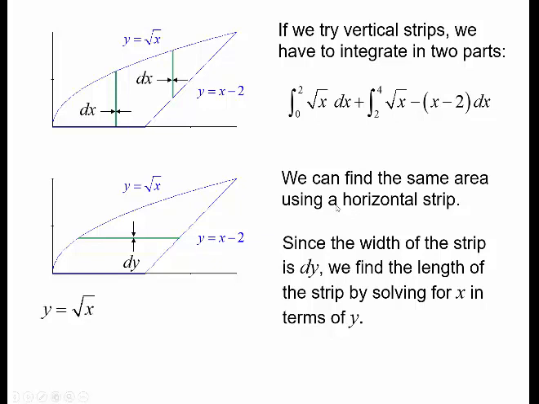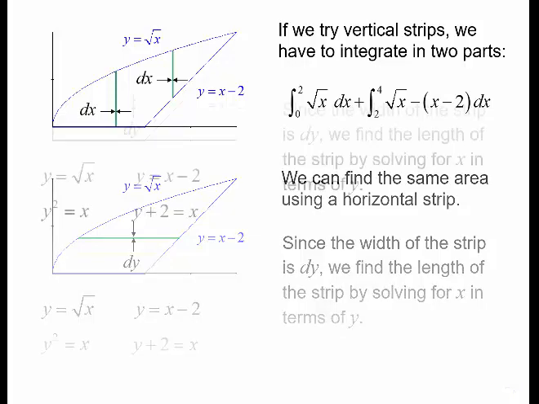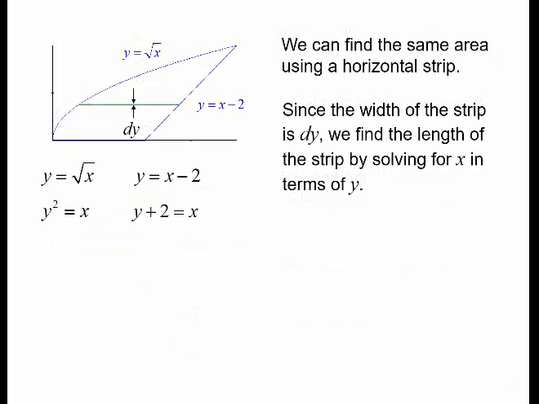Obviously, here we'll just square both sides and get x is equal to y squared. On the other side, we'll just add 2 over and get y plus 2 is equal to x. Now since the width is dy, and I've solved each of the equations in terms of y, this is how I'm going to set it up.